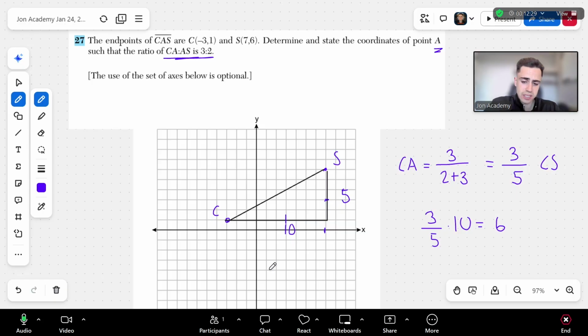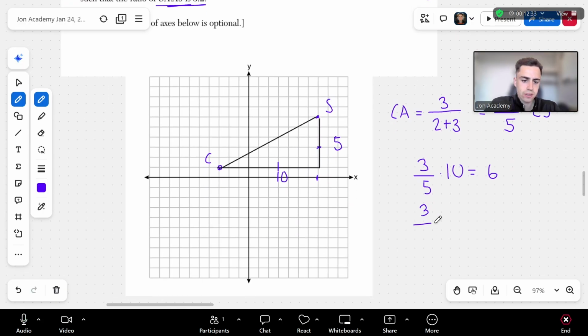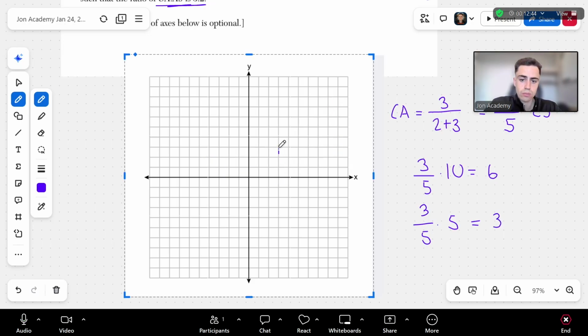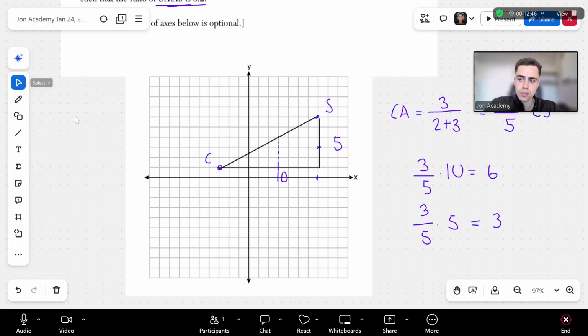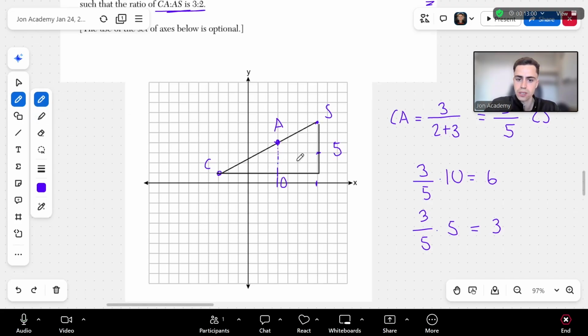Well, it's getting us first there, no? And then how many up? It's going to be 3 divided by 5 times 5, no? Out of the total number of units we go up, we take 3/5. And that's going to be equal to 3. So then you go also 3 up. And that's getting us to this point. That is where A will be located. So out of the 5/5, out of the total, 3/5 came from CA, and from A to S is 2/3.